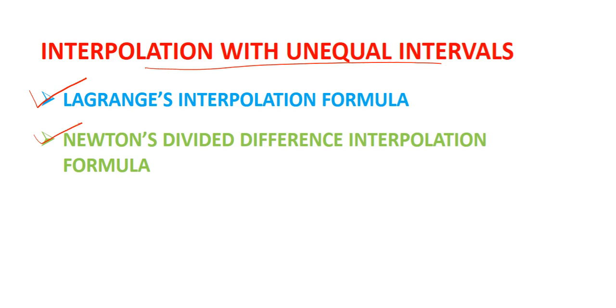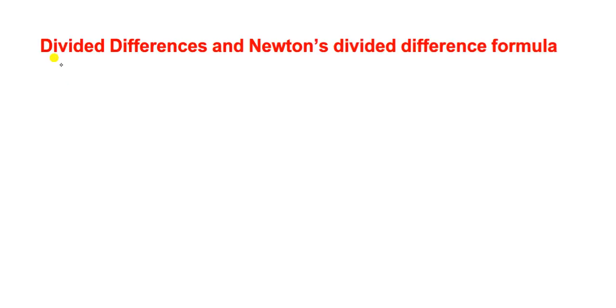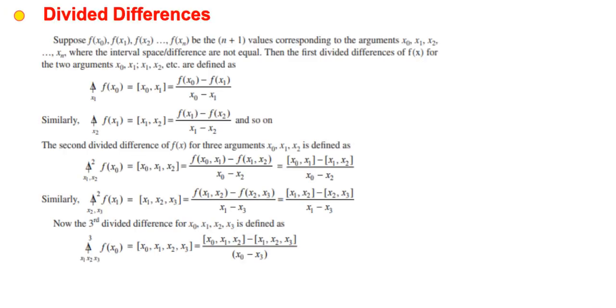For this formula, first I will explain divided differences, that is how to compute the divided differences for the given statistical data, and then by using Newton's divided difference interpolation formula compute the functional value at the given value of x which lies inside the given tabulated data. So first is the divided difference. How to compute the divided difference?